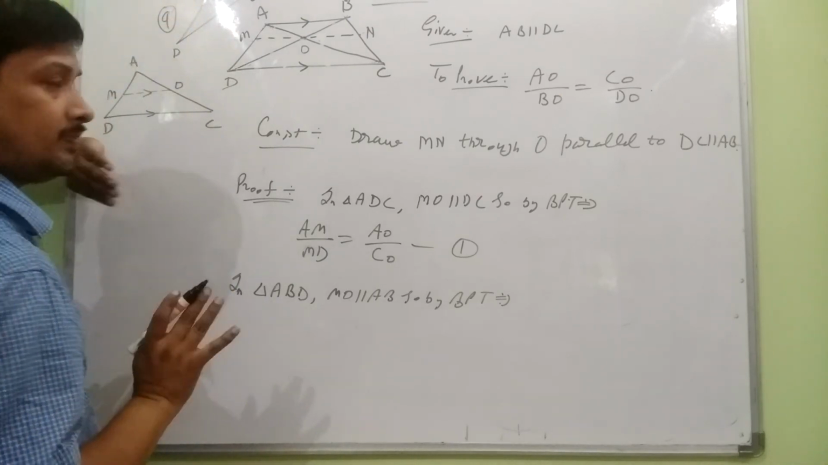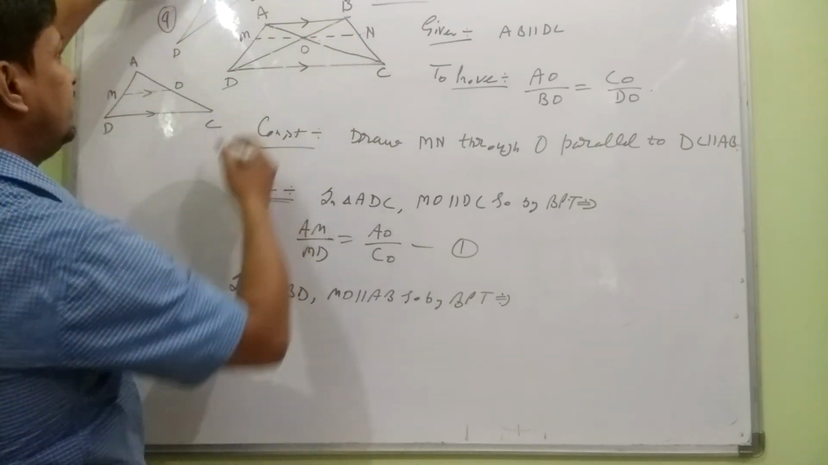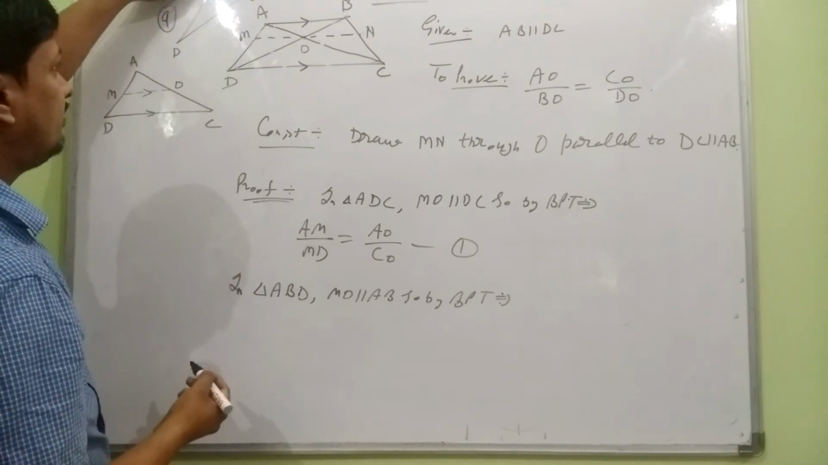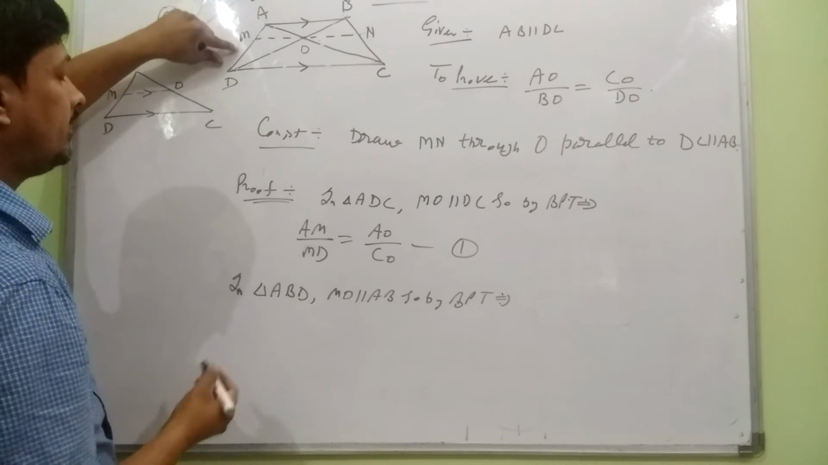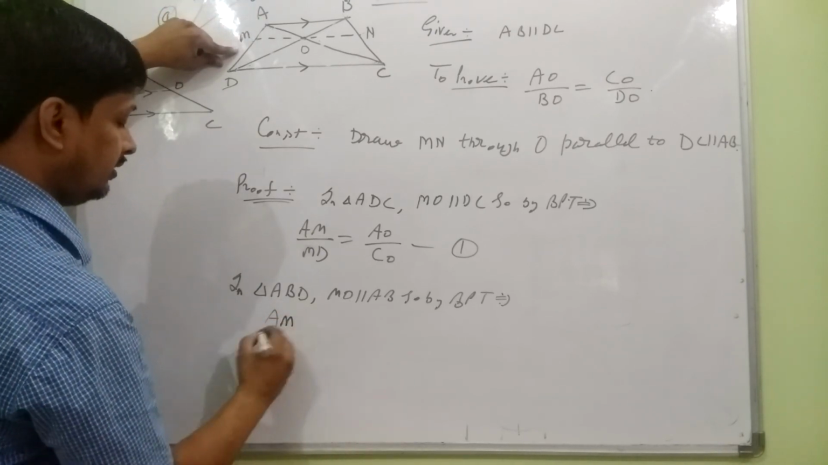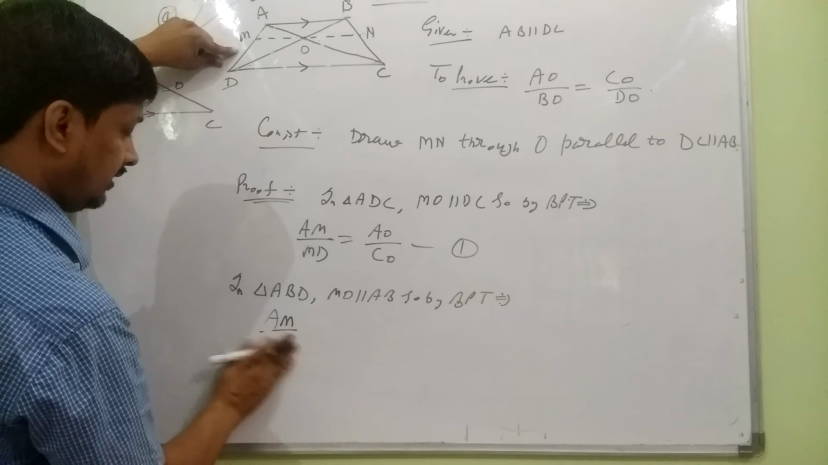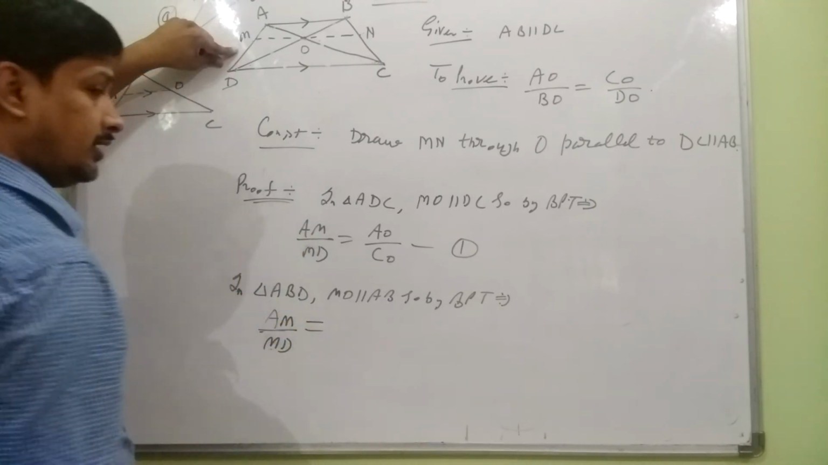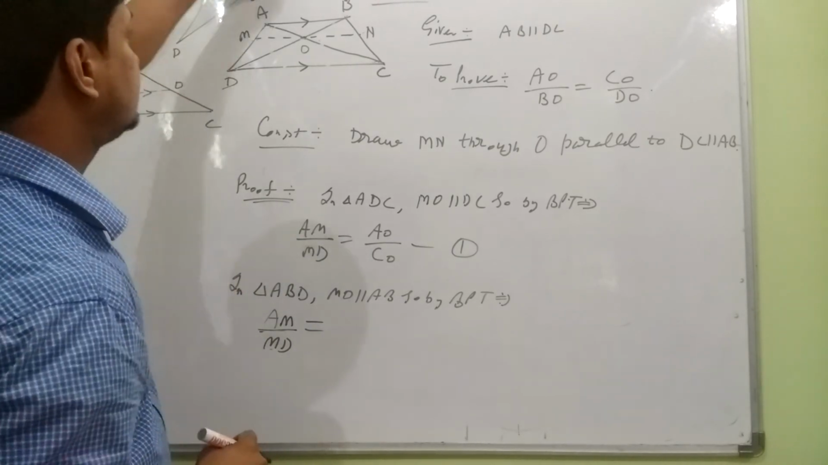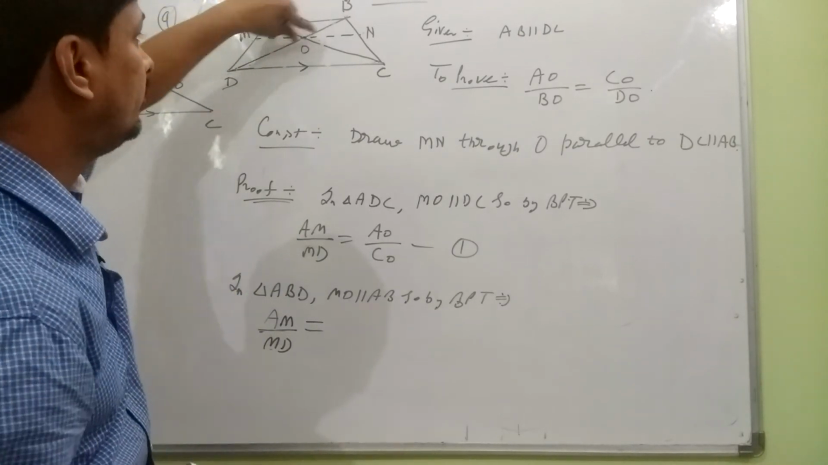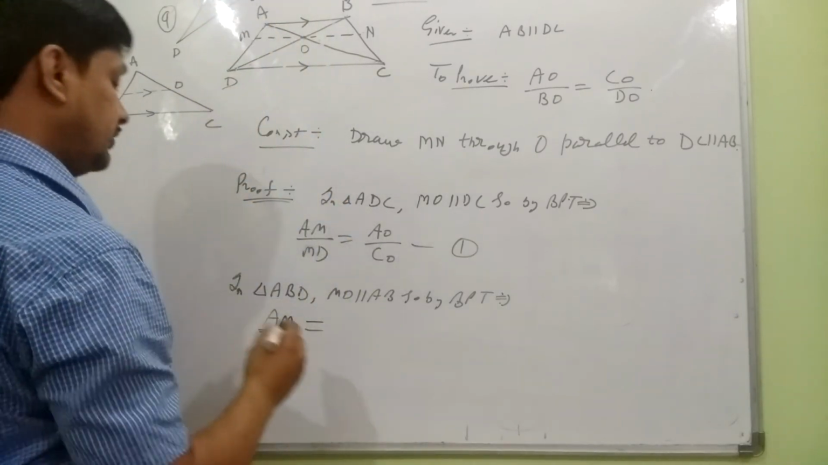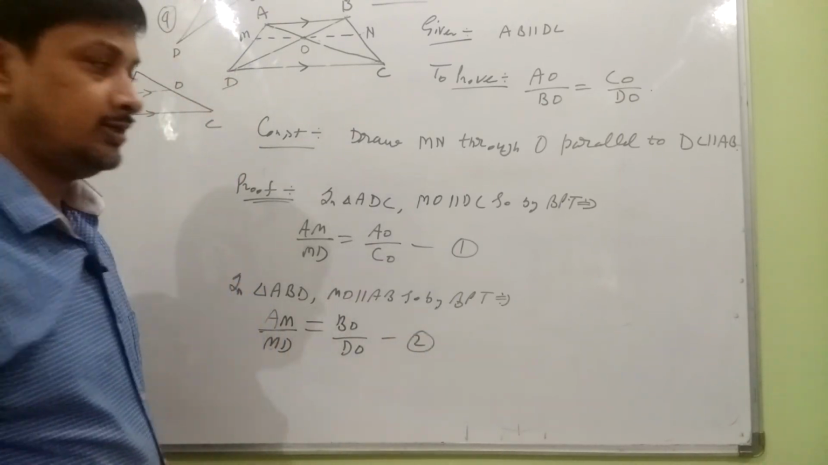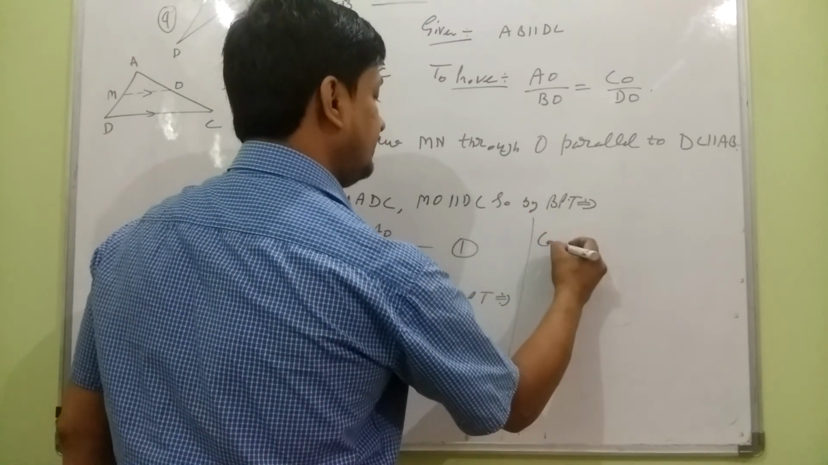So in triangle ABD, MO is parallel to AB, so I am applying BPT. AM upon MD, because the same types of ratio we have to make to compare them. And on the other side we will get BO upon DO. This is the part of this. So BO upon DO. Got it? So now you can easily compare them.